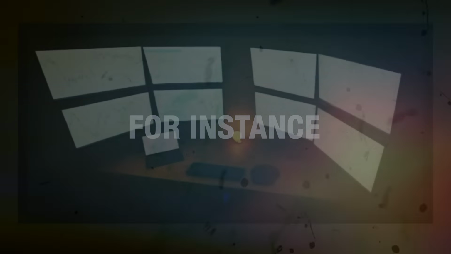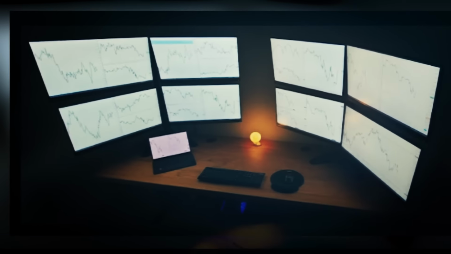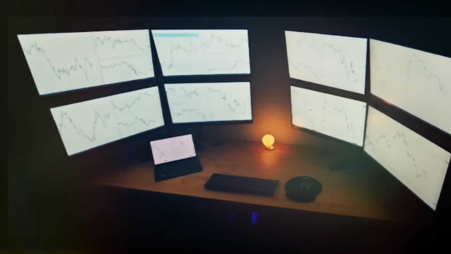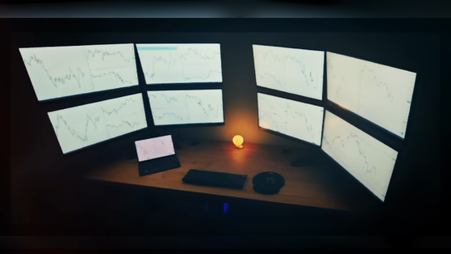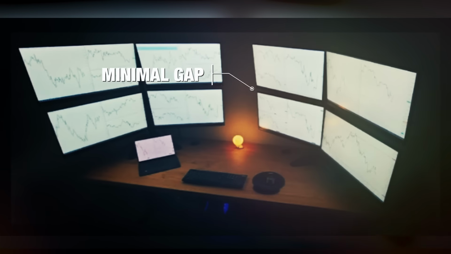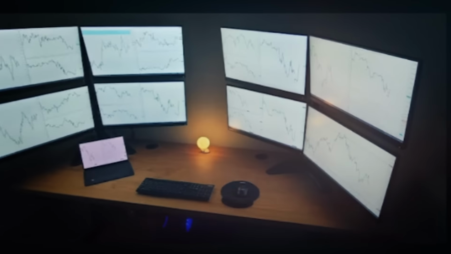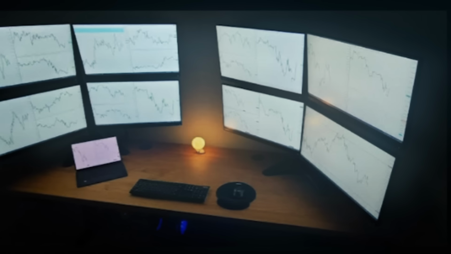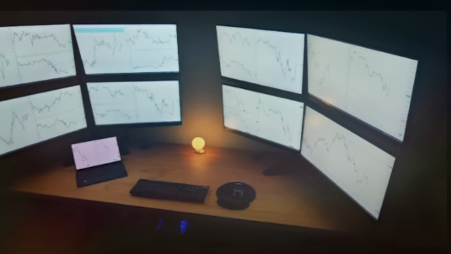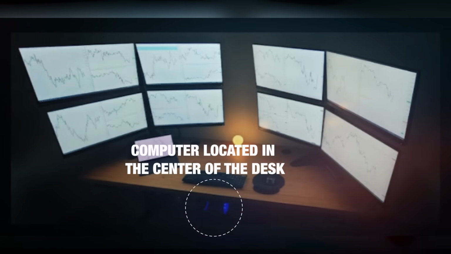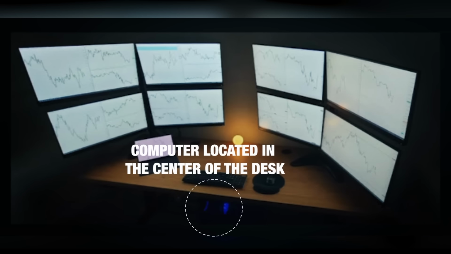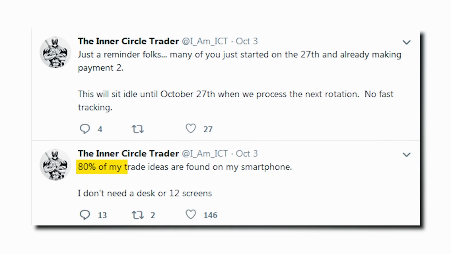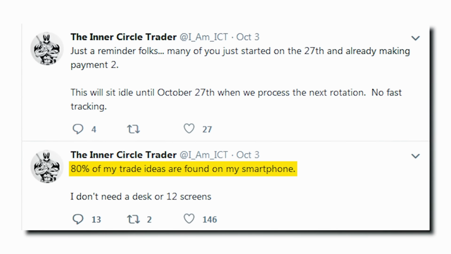For instance, given his alleged vision impairment, wouldn't it be logical for him to adopt a dark mode for his charts? Ideally, his multi-screen setup should be positioned directly in front of him, maintaining a minimal gap. A 4-screen display affixed to an unsecured monitor stand would inevitably wobble at the slightest touch. With the computer located in the center of the desk, does he adopt a wide-legged stance during trading sessions? In all honesty, it would be better for him to continue trading from his smartphone.